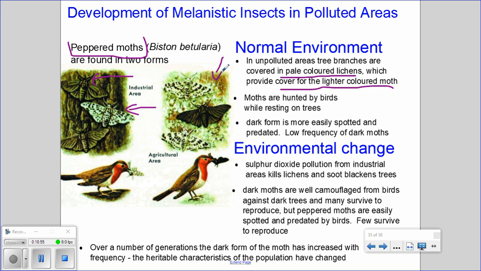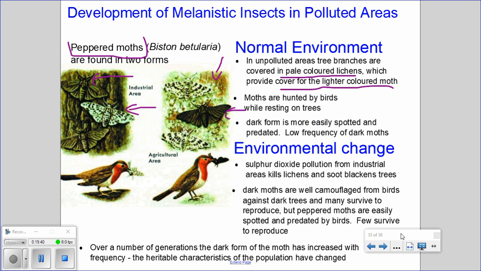So this is the normal environment on which the moth would rest, and this tree is typically covered in these pale lichens. This moth blends in well with the tree branch, whereas the dark form stands out quite dramatically. The moths are hunted by birds while resting on trees. That dark form is more easily spotted and eaten more frequently. So you have a low frequency of those dark moths, fewer dark moths survive to adulthood and reproduce, and as a result, that trait is a lot less common.